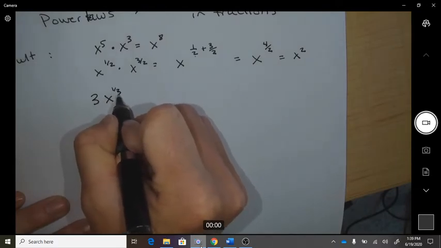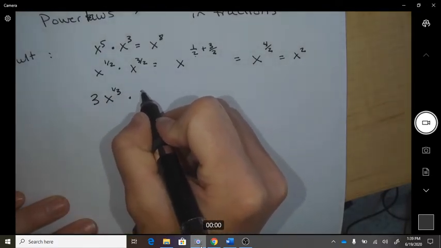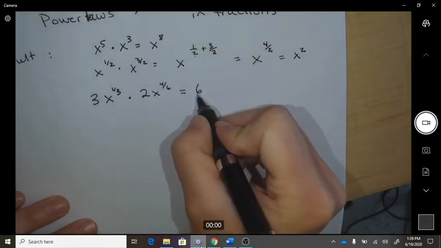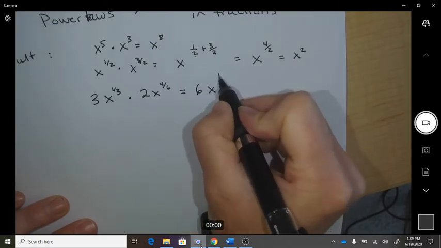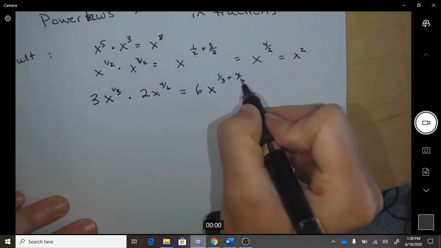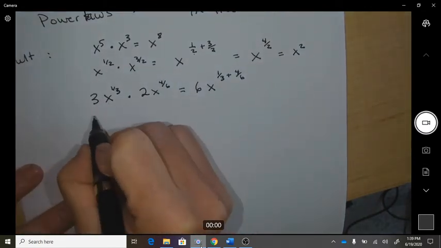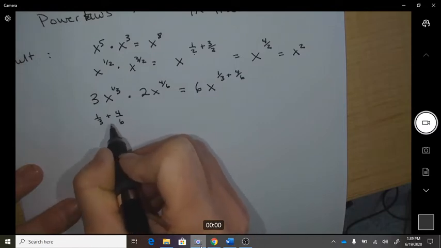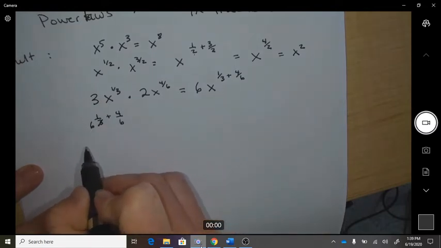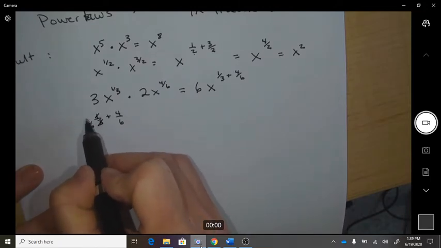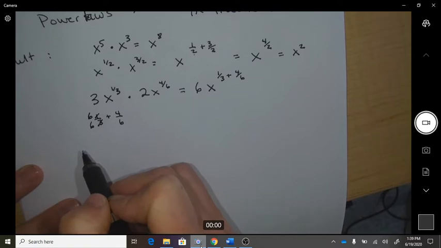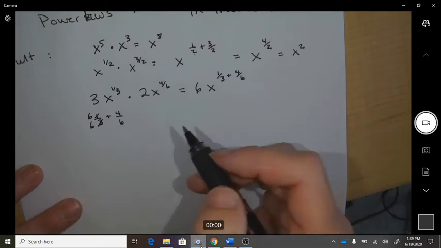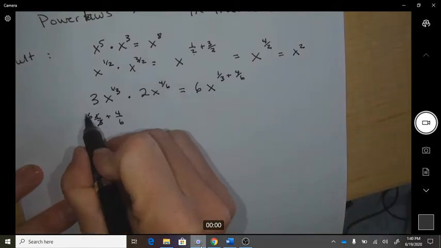3x to the 1/3 times 2x to the 4/6. So the coefficient becomes 6, x to the, and I need to add. Okay, so on the side here, I would go 1/3 plus 4 over 6. And the bottoms aren't the same, so I can't add, but I could change that to a 6. Oh, sorry, to a 2. There we go.